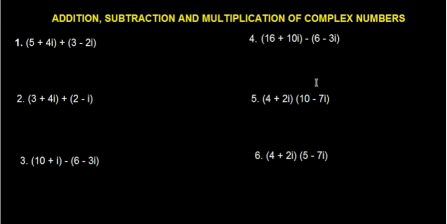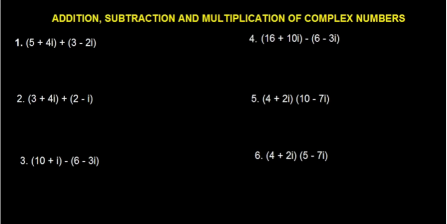So we'll be doing addition, subtraction, and multiplication of complex numbers. We're going to be taking them one after the other. So we are starting with the addition. Whenever you want to do the addition of complex numbers, we talked about the real part and the imaginary part. You are going to add the real part and the real part of each complex number, and you're going to add the imaginary part and the imaginary part of each number.